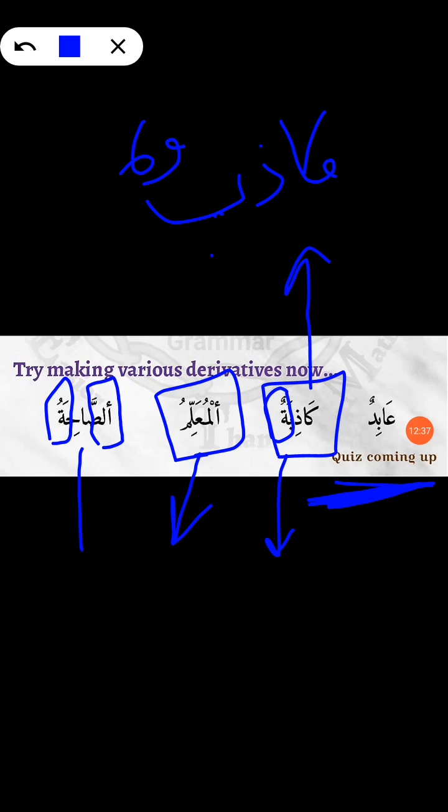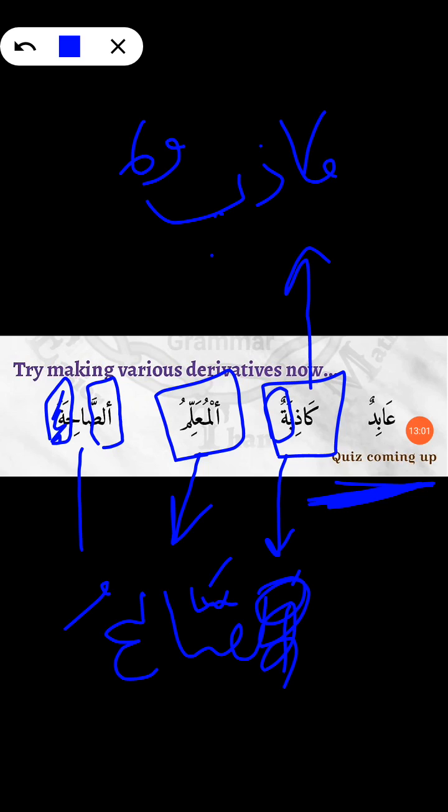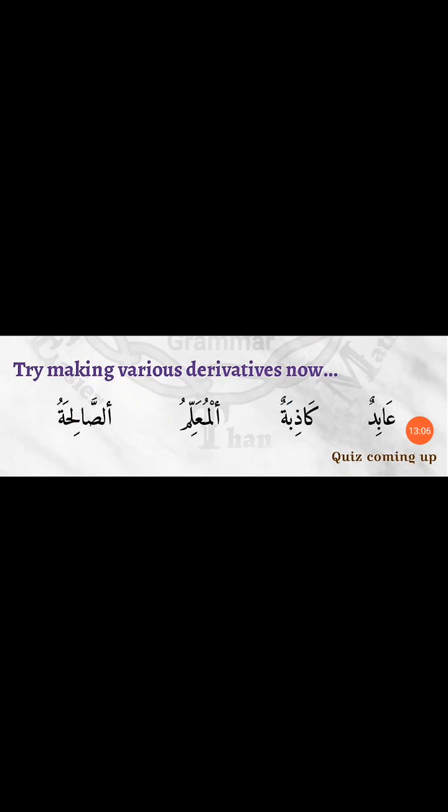And if you want to go retrograde and you want to make it masculine back again, you're going to simply take this ta marbuta off and it's going to become as-salihu. And if you want to take off this alif lam, it's going to be salihun. All right, nakira form. Now these are the derivatives that we are going to practice in the next lesson, inshallah.